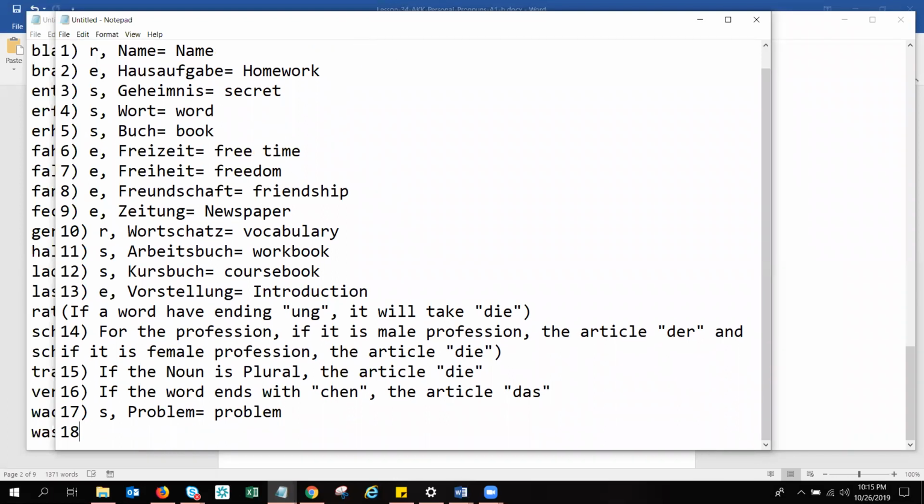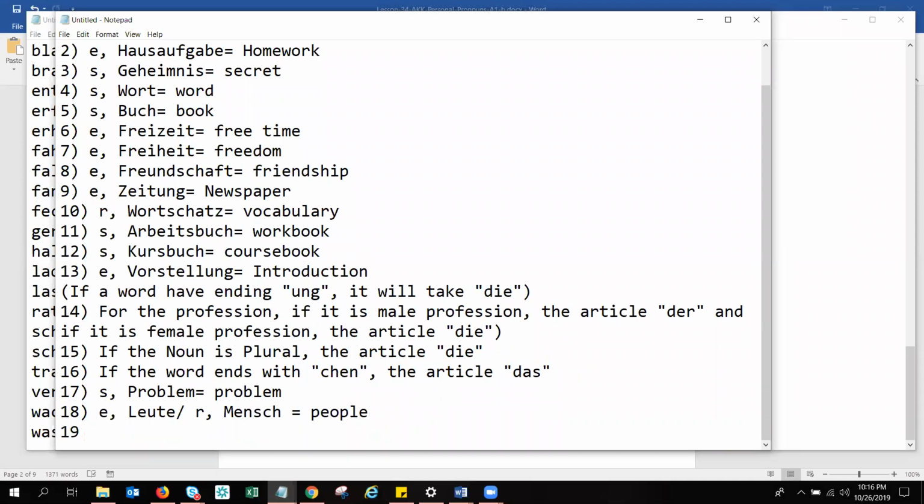Okay. Then we have the word people. People can be either die Leute or we can say der Mensch. Both words mean people. So you can use either Leute or Mensch. Just remember, if you're using Leute, the article will be die. If you're using Mensch, then the article will be der.